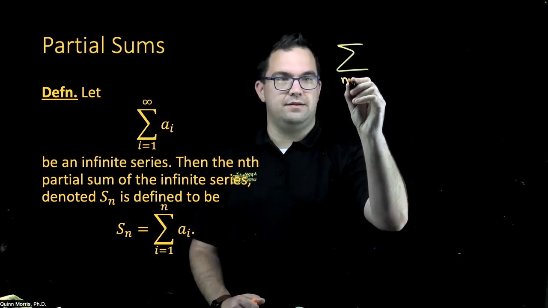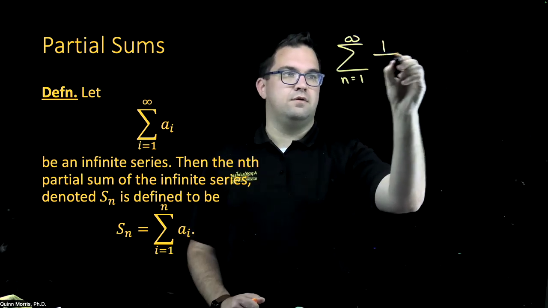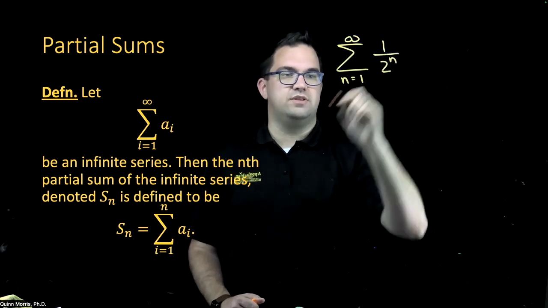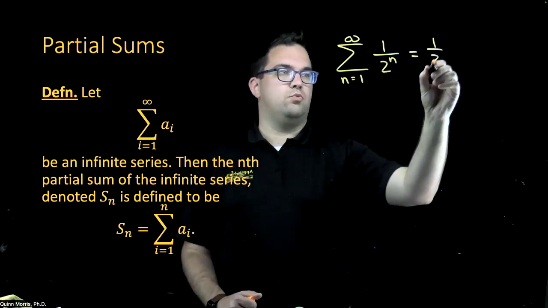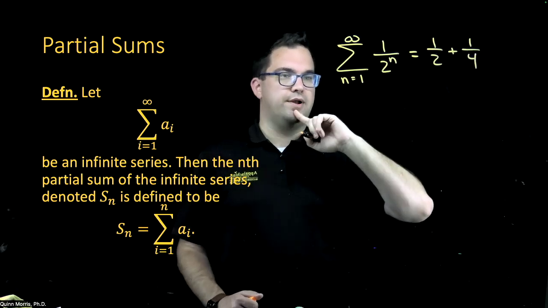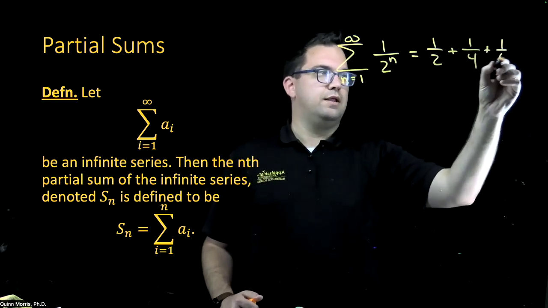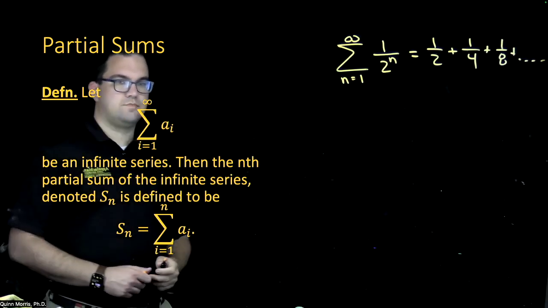Maybe I might call it the sum from n equals 1 to infinity of 1 over 2 to the n, right? So notice that that's the same as when n is 1, this is 1/2. When n is 2, this is 1 over 2 squared, 1/4, then 1/8, and so on and so on.